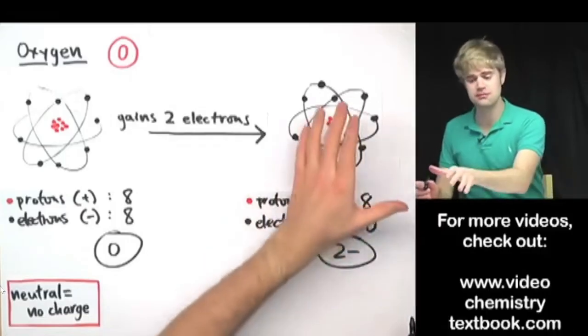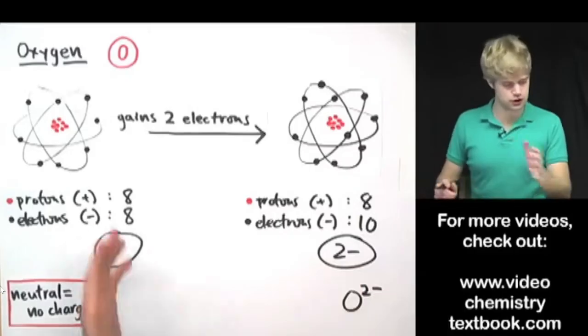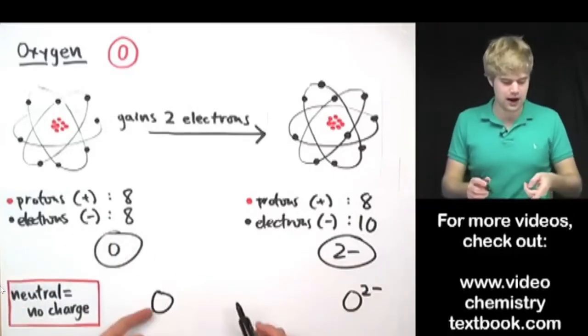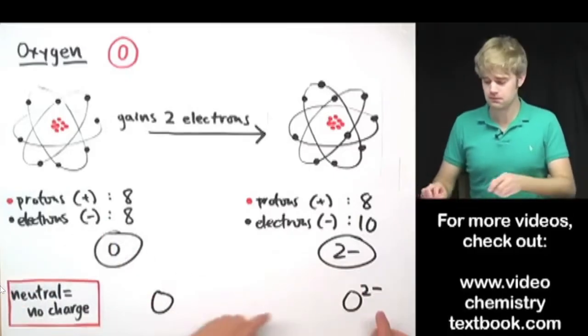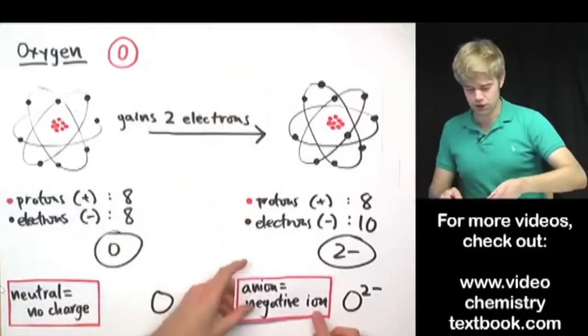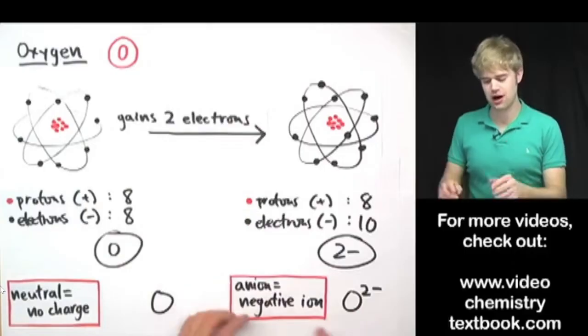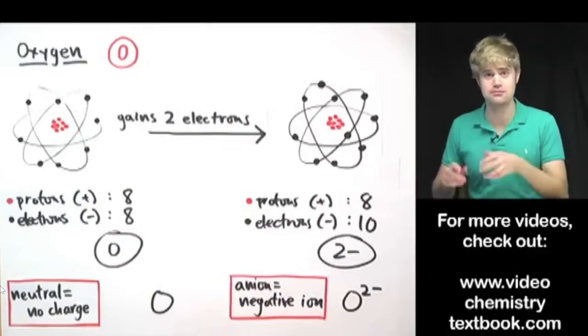I can write the symbol for this ion as O2 minus to show that it has a 2 minus charge, whereas this neutral guy over here, I can just write O. This is an ion because it has a charge, and there's a specific name for it. We can call this an anion, which is the word that we use to describe a negatively charged ion that has more electrons.